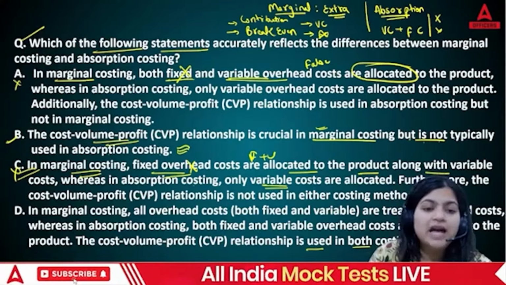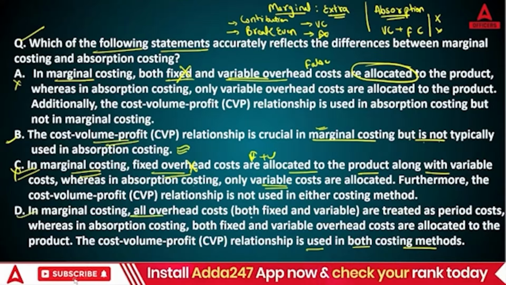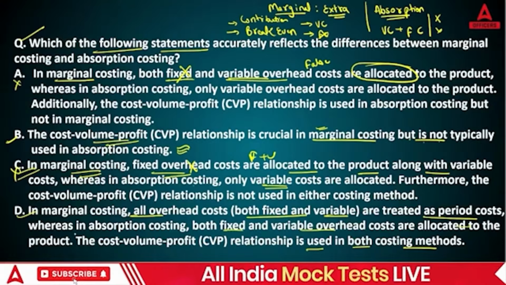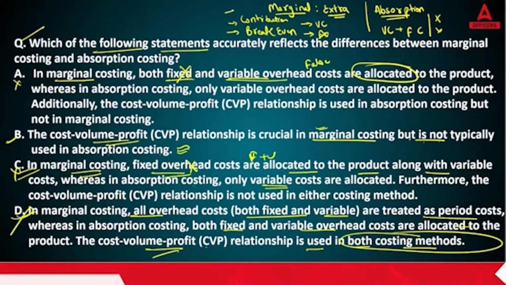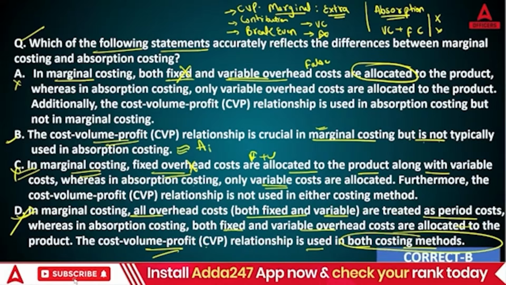Then the last option says in marginal costing, all overhead, whether variable or fixed, are treated as period cost, whereas in absorption, fixed and variable are allocated to the product, and the CVP relationship is used in both costing methods. This is totally wrong. CVP calculation is also done under marginal costing. So the right answer to this question is answer B only. Chaliye.